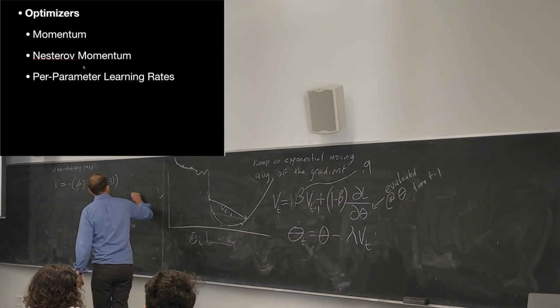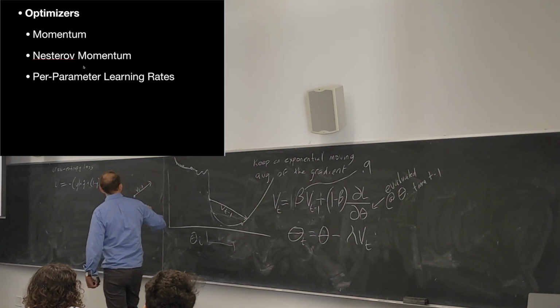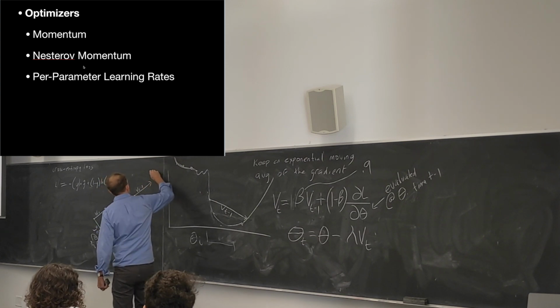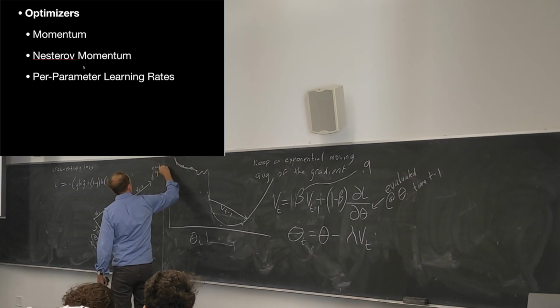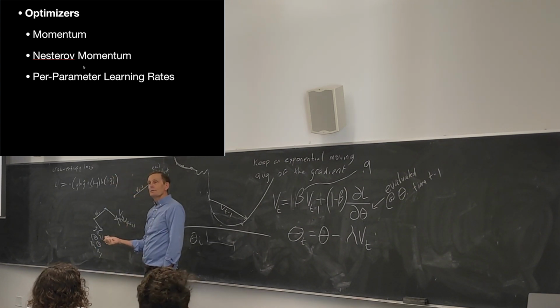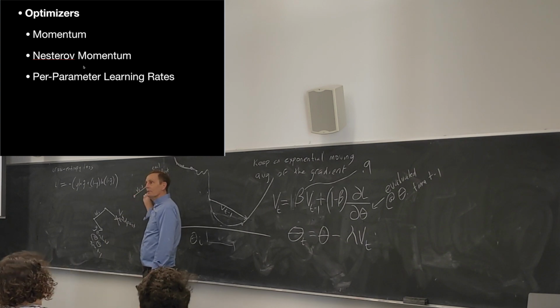Instead, we're going to, again, take v sub t minus 1 and look at the gradient here. So evaluate here. That is, take our parameters, add in v sub t minus 1, and then look at the gradient there.